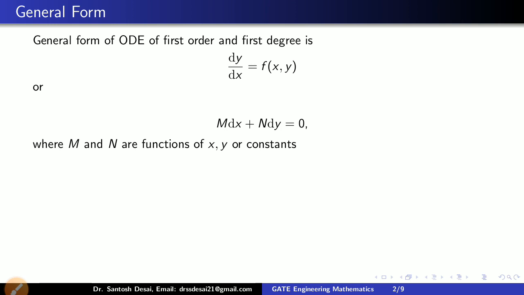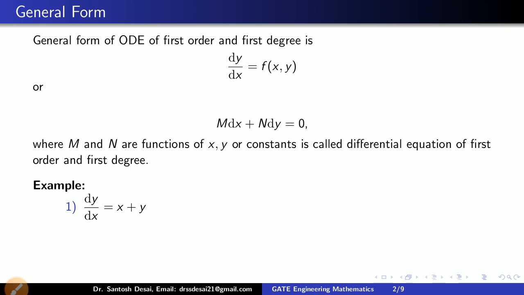Now here one can note that an equation which is in the form of dy by dx can be written in the form of M dx plus N dy is equal to 0, or an equation which is in the form of M dx plus N dy is equal to 0 can be expressed in the form of dy by dx or in the other differential coefficient dx by dy. So let us consider the following examples.